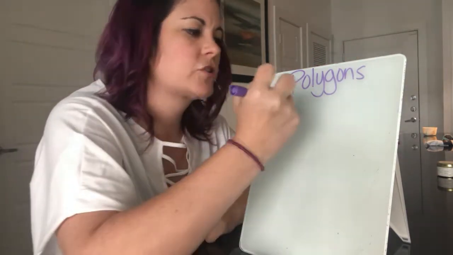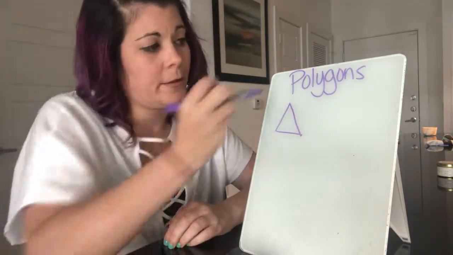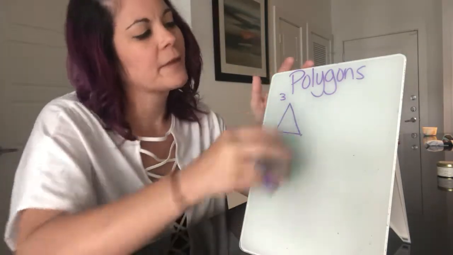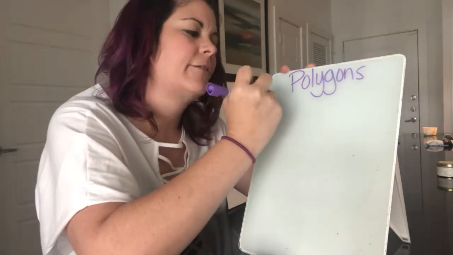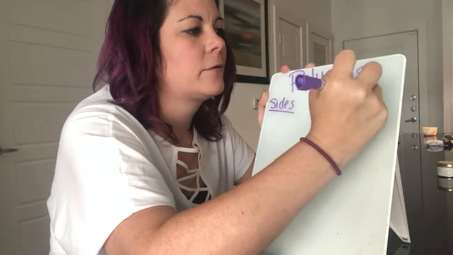Okay, a triangle is a type of polygon. The definition of a triangle is a three-sided polygon, so it has three sides. Any polygon that has three sides is a triangle. A triangle can be classified two different ways. It can be classified by its sides, or it can be classified by its angles.